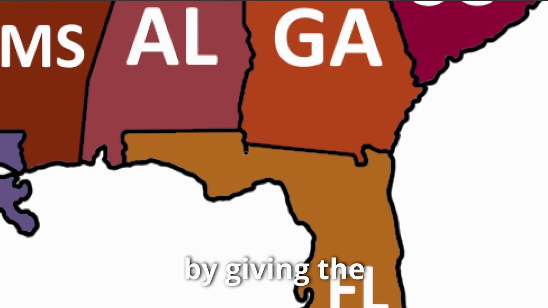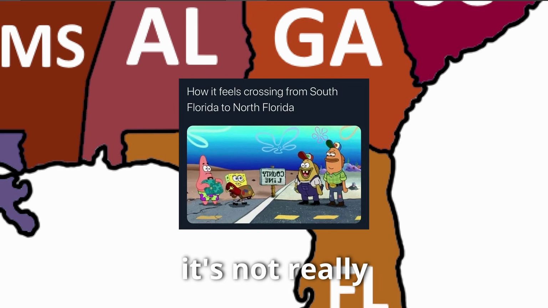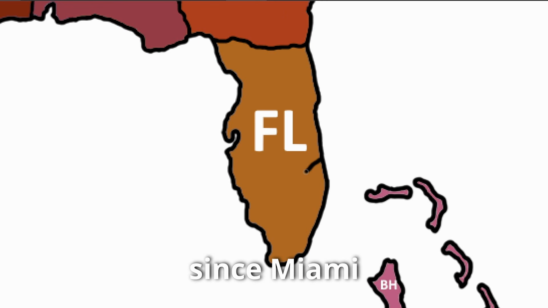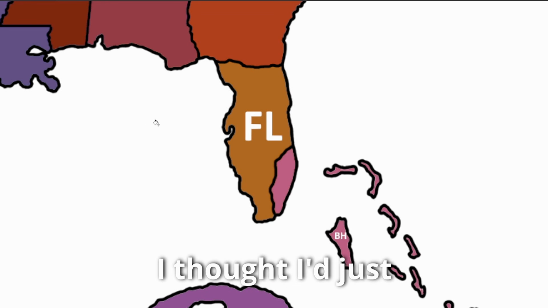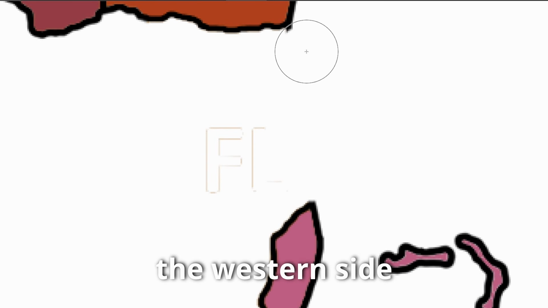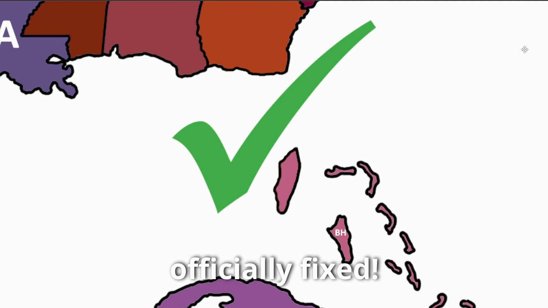I'll start off by giving the panhandle to Alabama and Georgia, cause let's be real here, it's not really part of Florida. There we go, that should about do it. Then I thought since Miami is pretty much a part of the Caribbean anyways, I'll just give it to the Bahamas. There we go, much better. And for the rest of the state, I thought I'd just get rid of it. Just a little bit of this, remove this coastline. There goes the western side. Now to get rid of the name. And voila, our first state has been officially fixed.